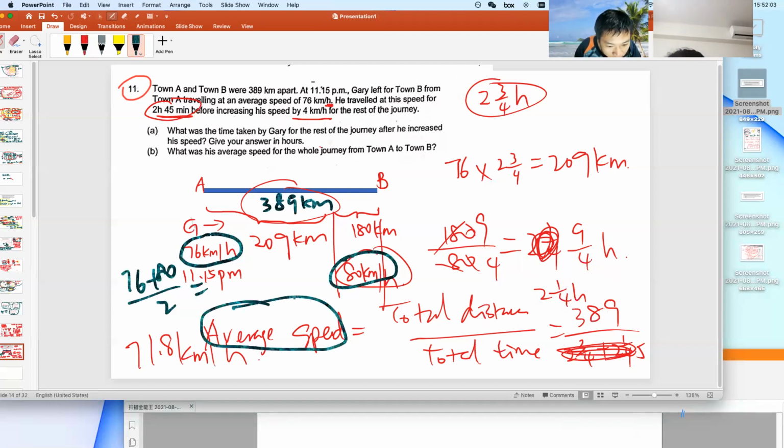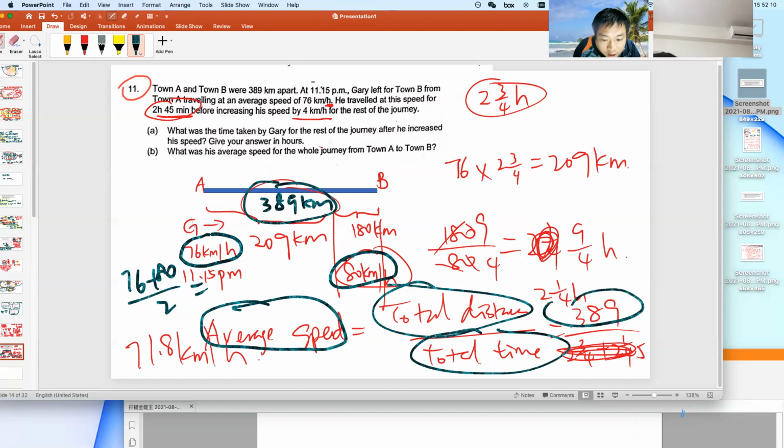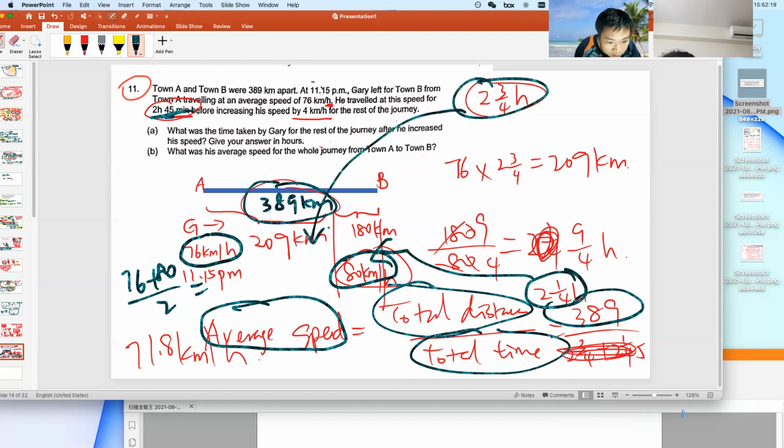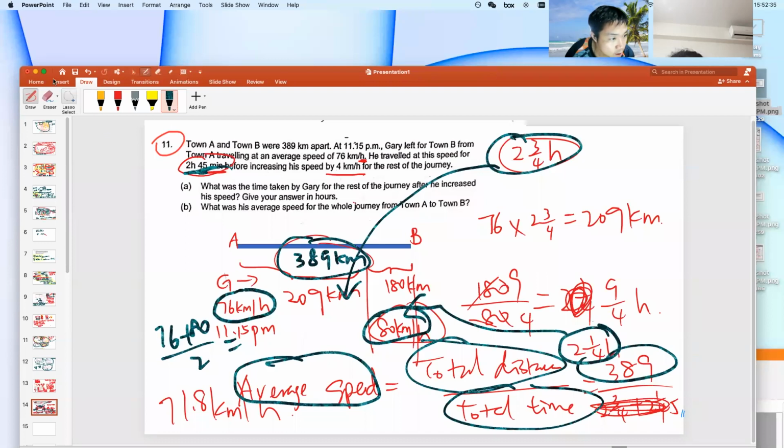So basically the average speed formula is total distance divided by total time. Total distance given by the question is 389, so I pick 389 already. Then the total time is the time for the remaining journey plus the time given here for the first journey. So you just take 389 divided by 5, and then you get 71.8 kilometers per hour. So the formula is pretty clear.